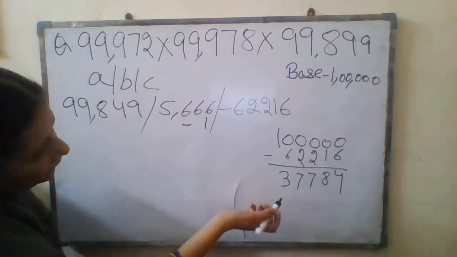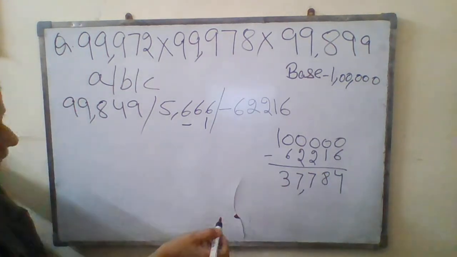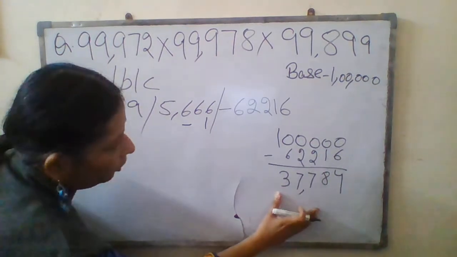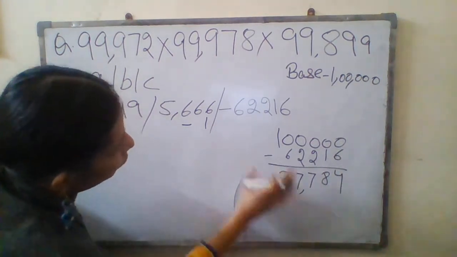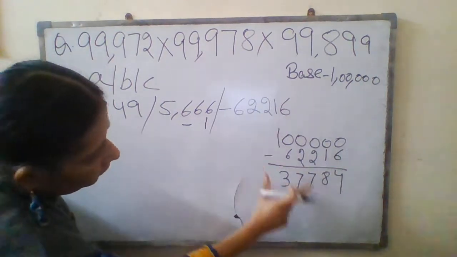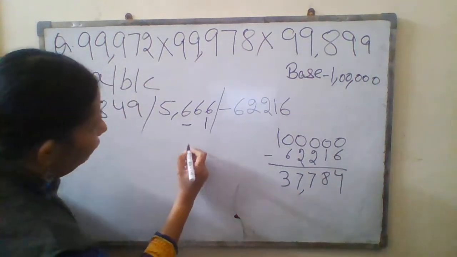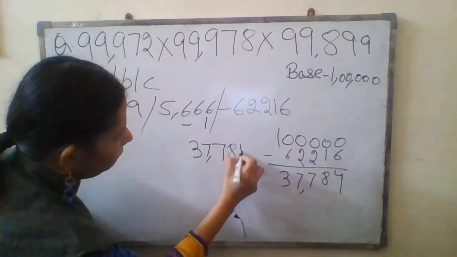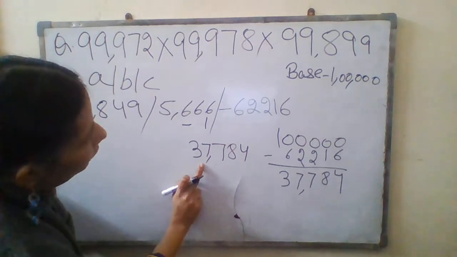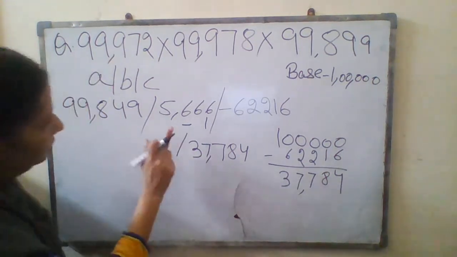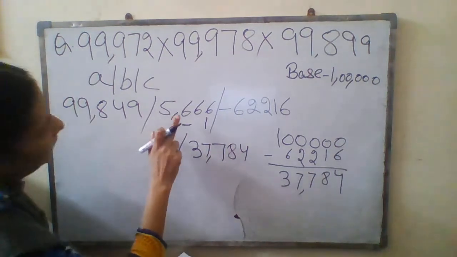See, I have subtracted this and I have got this. So I will write down this positive. Now I have got the positive number. So in place of this negative number, what will I write down? I will write down this positive number. My positive number is 37,784. Now slash.